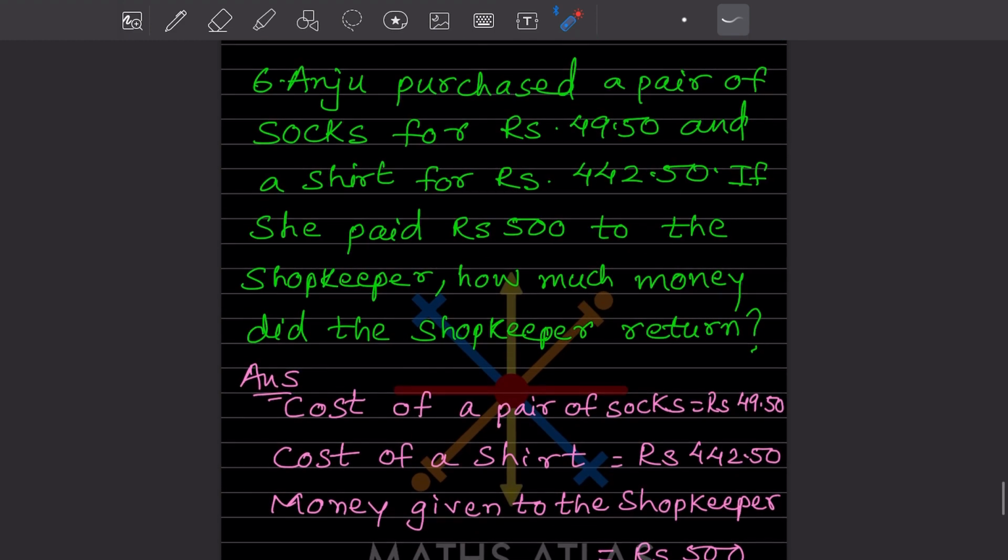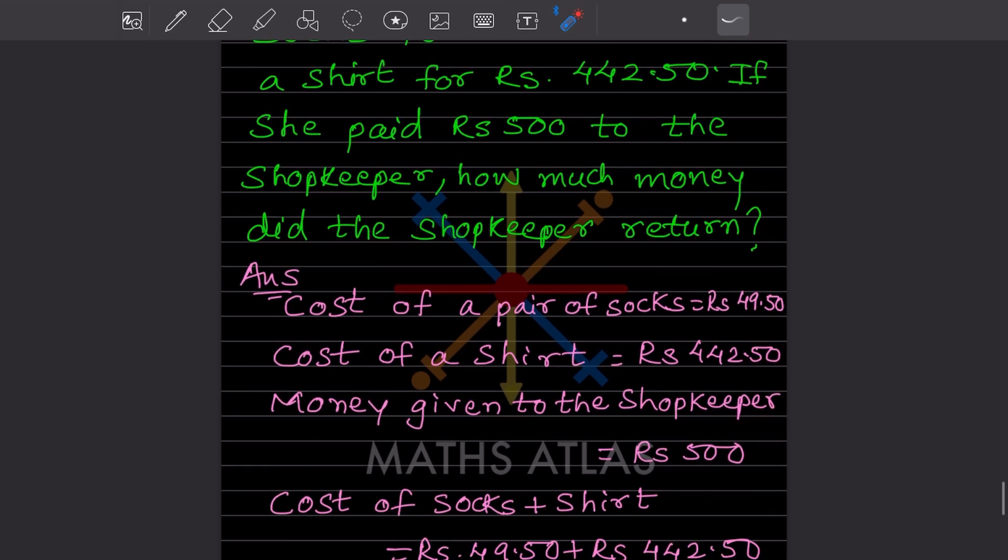Now Anju purchased a pair of socks for rupees 49.50 and a shirt for rupees 442.50. If she paid rupees 500 to the shopkeeper, how much money did the shopkeeper return? First write the statement. The cost of the socks is this, the cost of the shirt is this much, and the money given to the shopkeeper is 500 rupees.